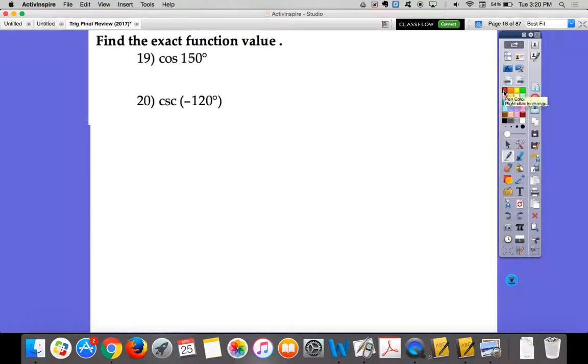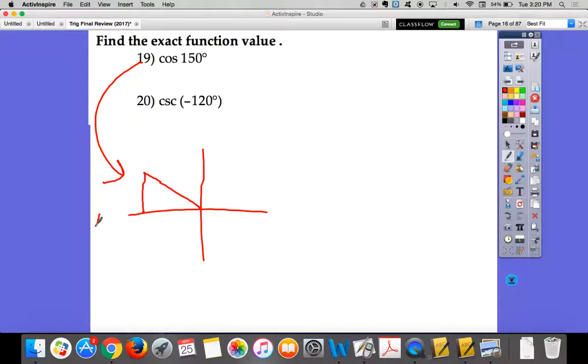Okay. Find the exact function value. Again, you want to sketch this in the coordinate plane and then evaluate it. So number 19, cosine 150. 150 is in the second quadrant because we have 180 here. So this is 150, leaving us with 30. And the same way we labeled it earlier, opposite the 30 is 1. Hypotenuse is 2. Square root of 3 is the adjacent side, but we went left, so you must put your negative. Then once you got everything labeled, you want to come in here and apply your definition.